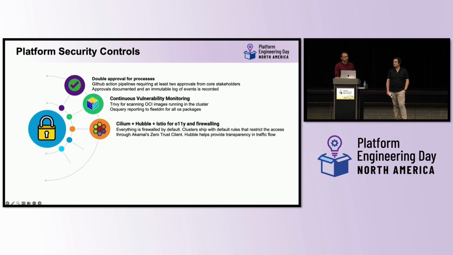We use Hubble to figure out what traffic was going inside the clusters. You can't block or restrict what you don't know is happening. So we use Hubble to surface that level of observability, and then built our policies using that.